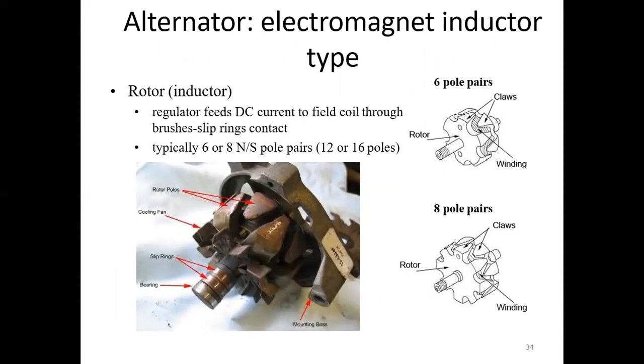Electromagnetic inductive type: that is the rotor. The regulator feeds DC current to the field coil through brushes and slip rings. Typically there are 6 or 8 N-S pole pairs, or 12 to 16 poles.